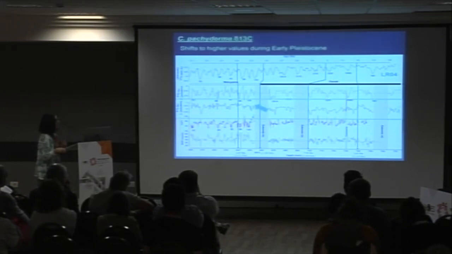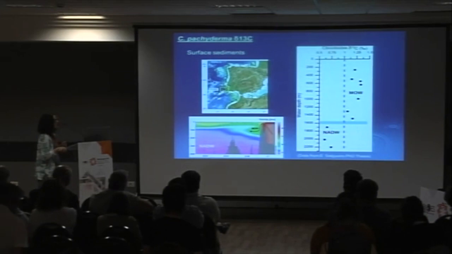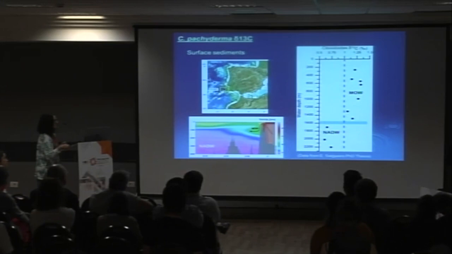And when we look at our carbon-13 record from the same benthic foraminifer, we can see that there is a change between lower values and higher values during the early Pleistocene. And in present-day sediments, this is data from one of my colleagues, Emilia Salgueiro, and she did a study in this region. And we can see that the MO values for the carbon-13 are higher than the North Atlantic deep water values.